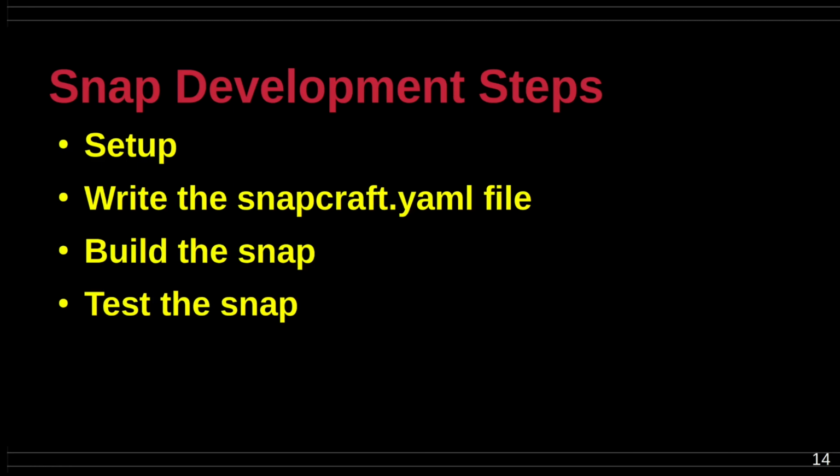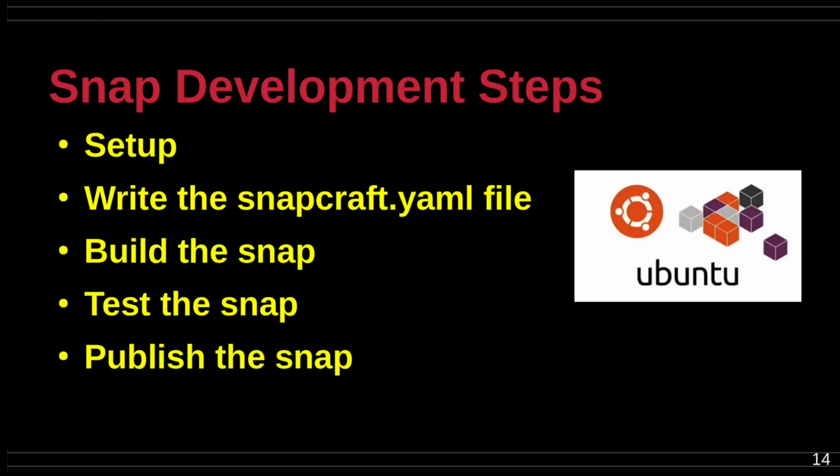Write the snapcraft.yaml file. This file defines how the snap will be built and packaged. It specifies the application name, version, dependencies, build steps, and other relevant information. We will review examples later in this tutorial. Build the snap. Once the snapcraft YAML file is ready, run the following command to build the snap: snapcraft. Test the snap. Before publishing, thoroughly test the snap.